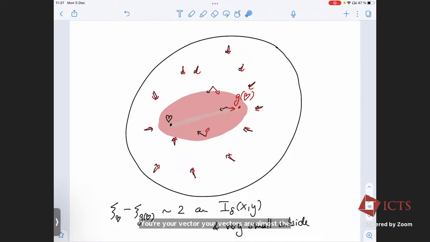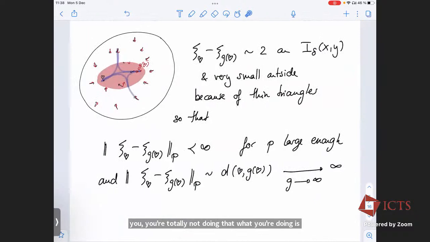And this is because of thin triangles. When you point, whether you point to here or you point to here, in fact, you're totally not doing that. What you're doing is this and this, and something very close. Right. So then the same moral proof as in the tree will work, except that it requires more work. But that's the same idea, with more work.